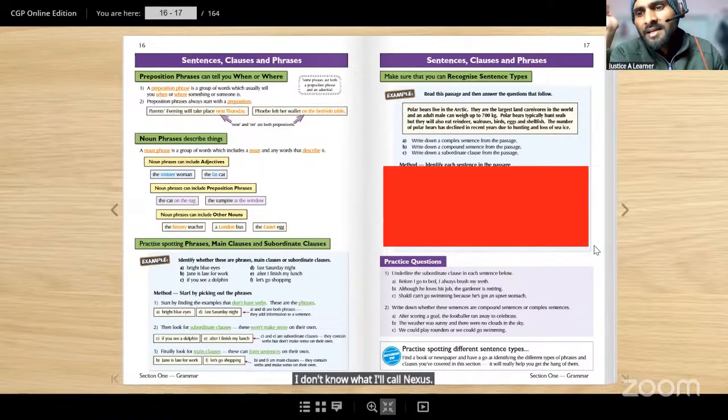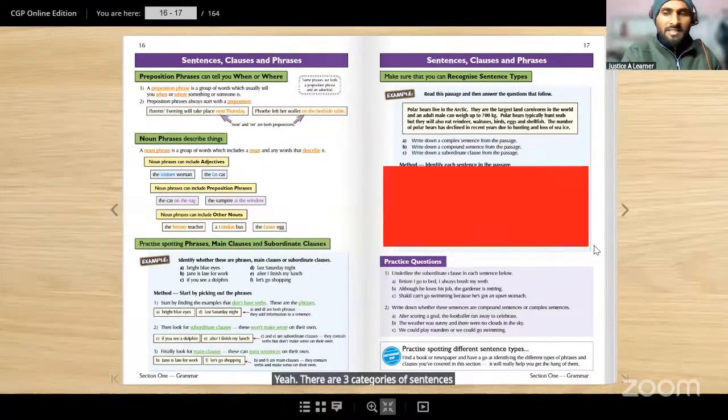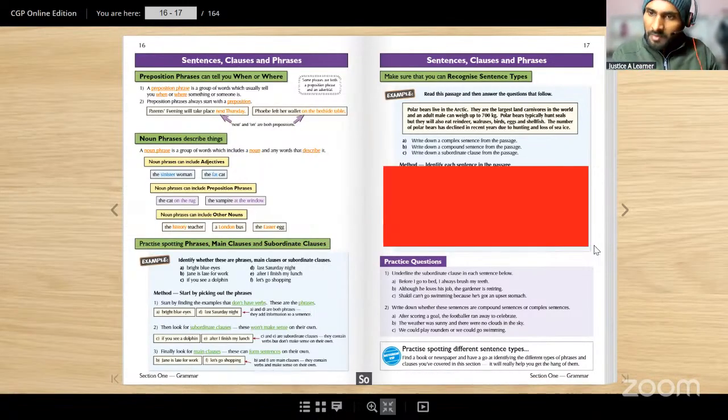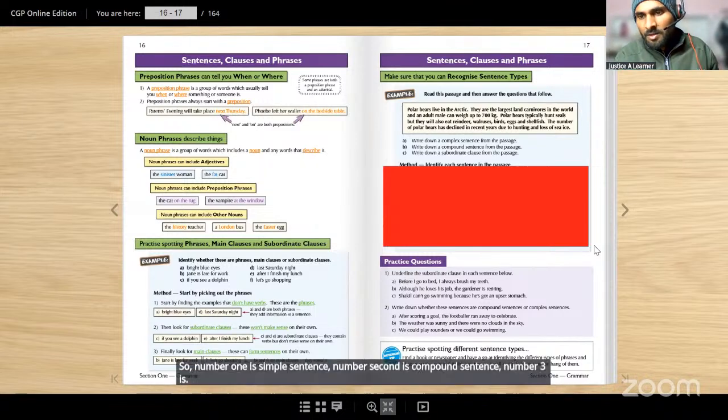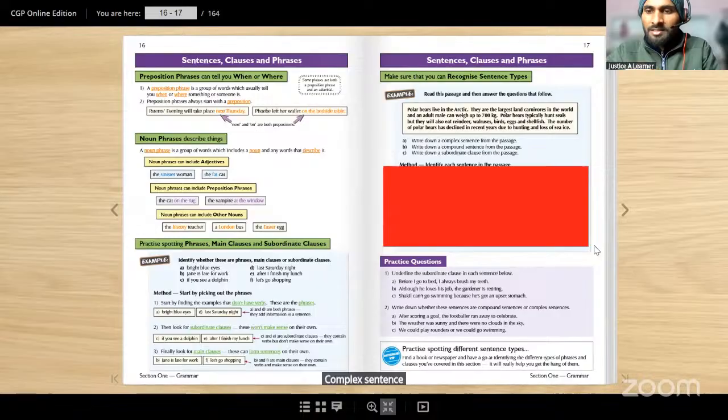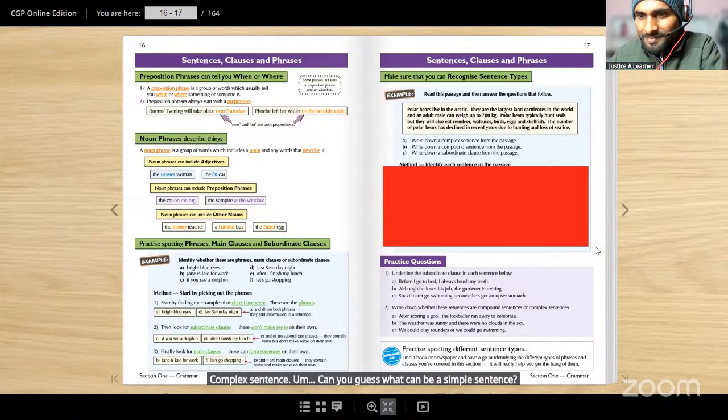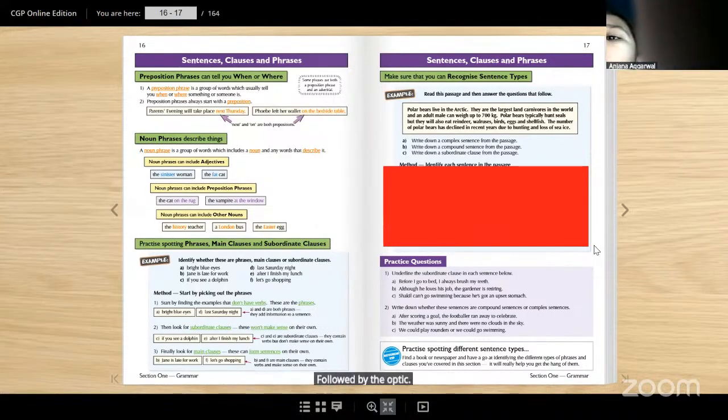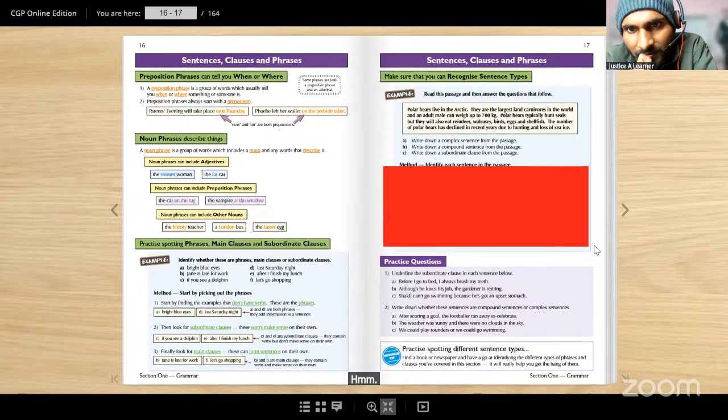There are three categories of sentences. We have to understand that first. Number one is the simple sentence, number two is the compound sentence, and number three is the complex sentence. Can you guess what can be a simple sentence? Polar bears live in the Arctic. Bears live in the Arctic, correct.